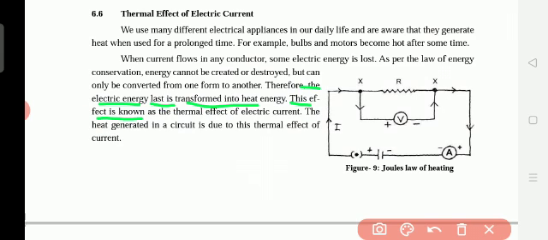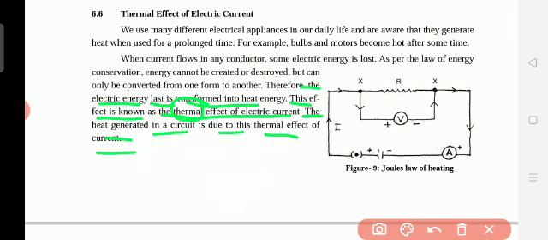This effect is known as what? Thermal effect of electric current. Thermal, what is the meaning of thermal? Heat. So that means the electrical energy changes into heat energy. This is called thermal effect of electric current. So the heat generated in a circuit is due to this thermal effect of current.